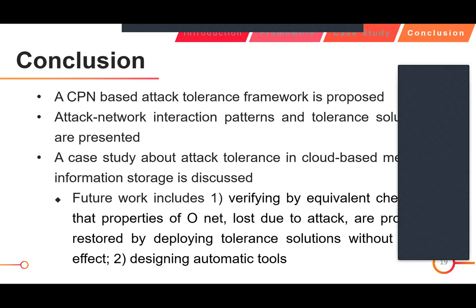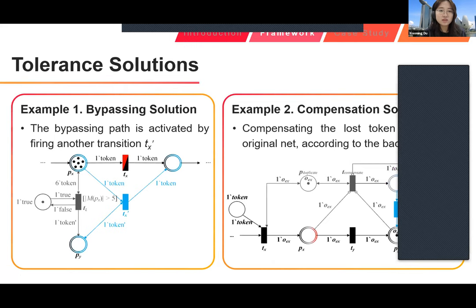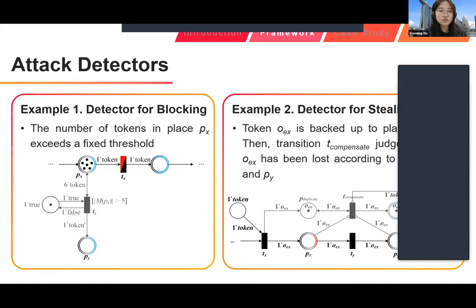I just have a quick question. When you show the example of the attack detectors, I think there is a threshold. So do you have any heuristic for deciding which threshold to use? So if you decide, for example, 5 as the threshold.